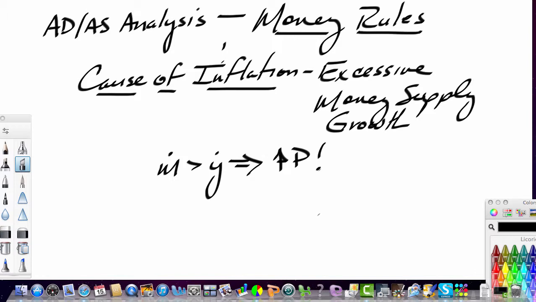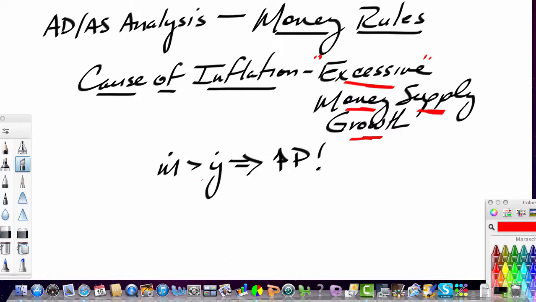In our last lesson, in segment 5, we looked at the cause of inflation, and we arrived at this basic conclusion that inflation is a monetary problem, that inflation is caused by excessive money supply growth. Now, what do we mean by the term excessive? When is money supply growth excessive?